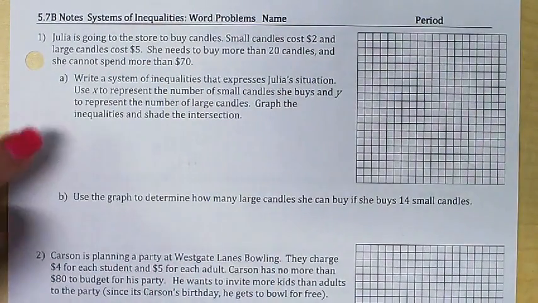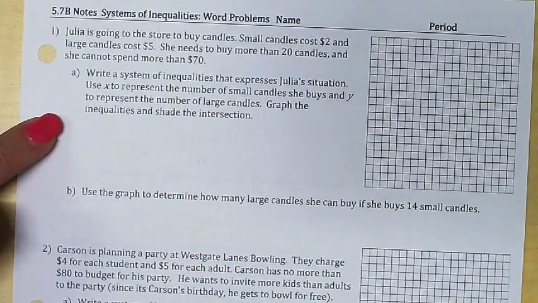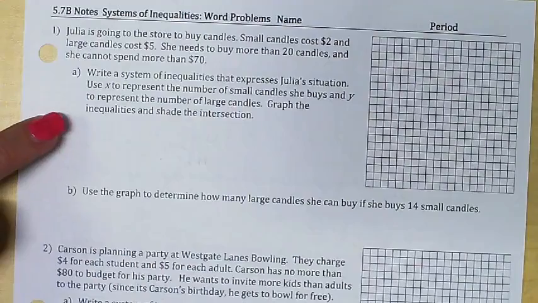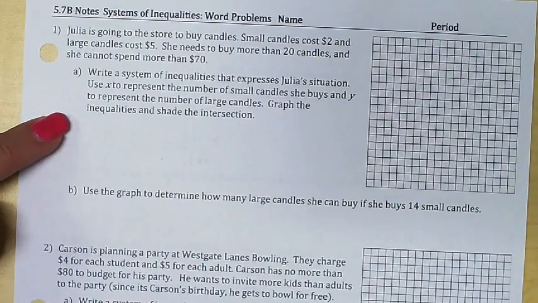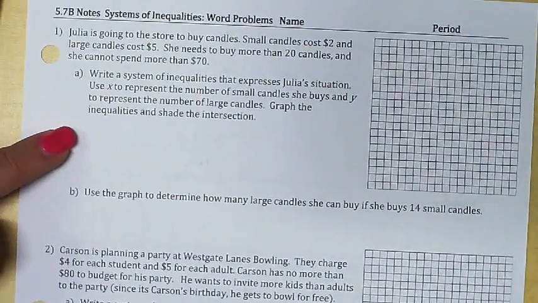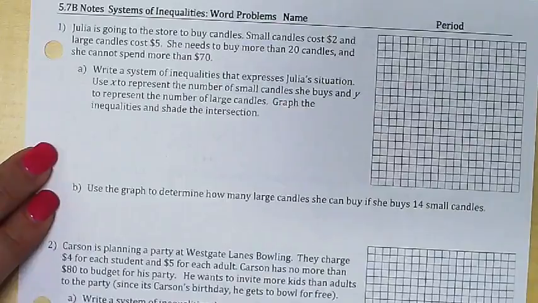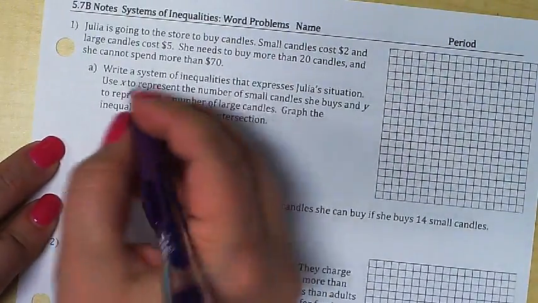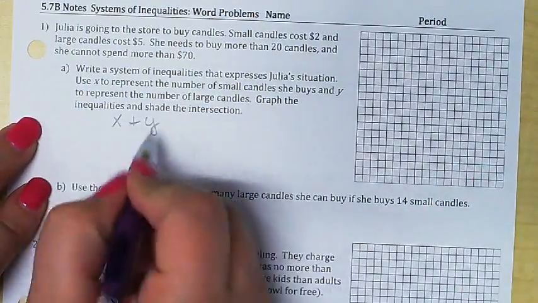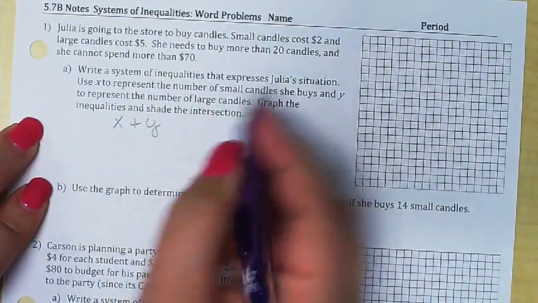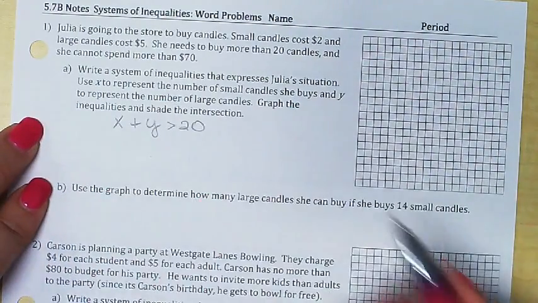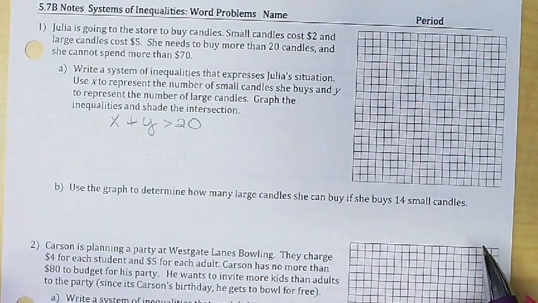Okay, so first, write a system of inequalities that expresses Julia's situation. Use X to represent the number of small candles. Y can represent the number of large candles. Graph the inequalities in the region, and shade the intersection. Okay, so let's first set up the system here. Let's talk about quantity first. X is going to be the number of small candles. Y is going to be the number of large candles, but we know that all together she needs to buy more than 20. So whatever this grand total is as far as quantity, we need it to be more than 20. Okay, so there's one inequality.